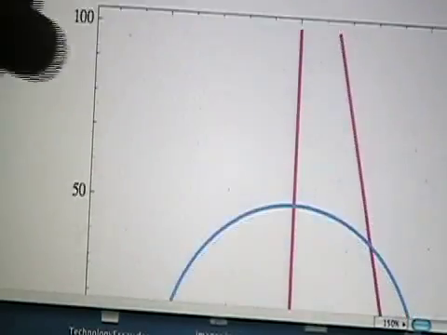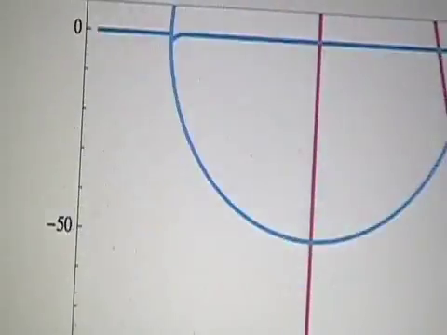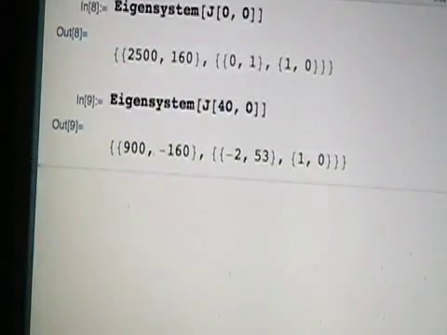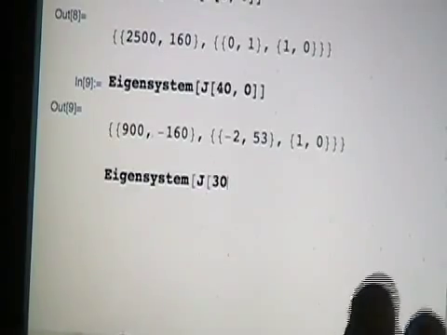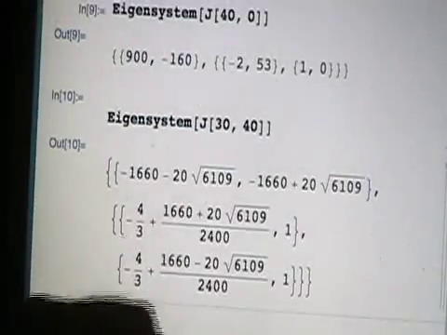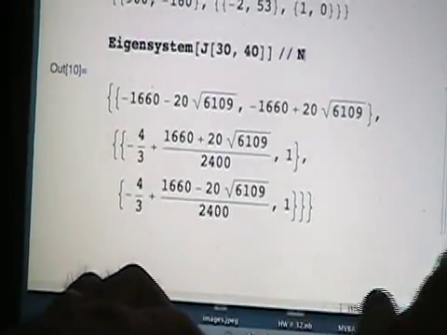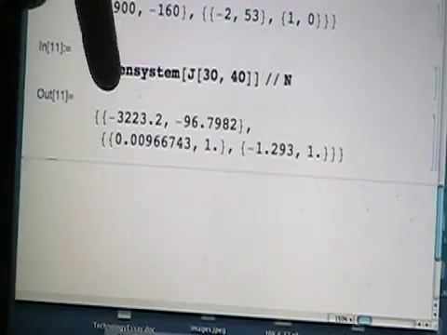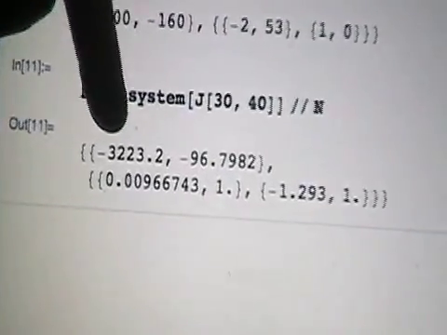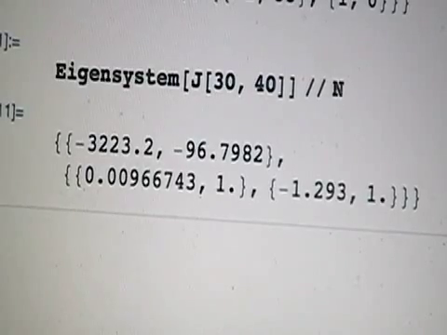And the other one, we'll stop with that. That's in the first quadrant. X is 30, y is 40. Eigensystem J of 30, 40. Yikes. Irrational numbers. So let's get a numerical approximation. We've got two negative eigenvalues. Zoom in on that, about negative 3,223 and negative 96.8 or so.